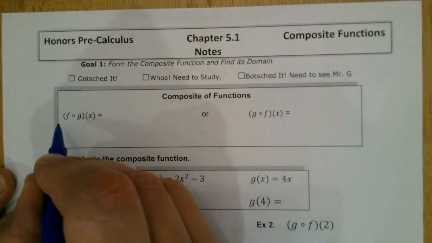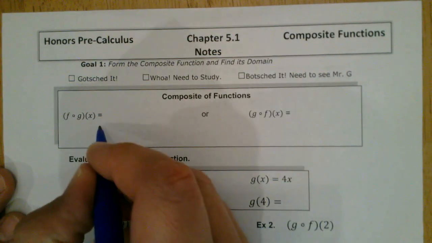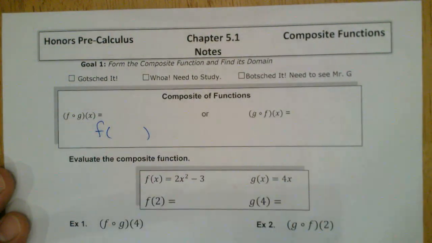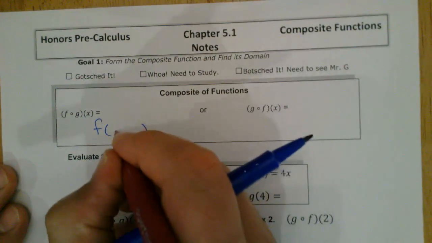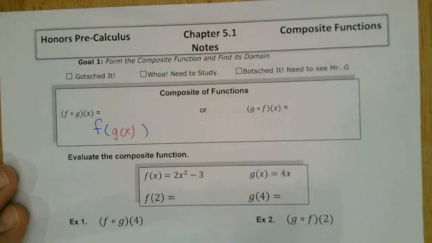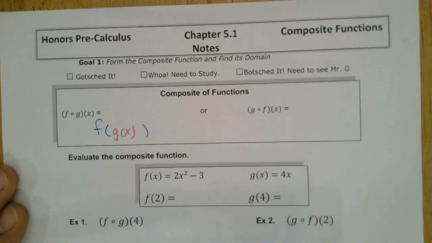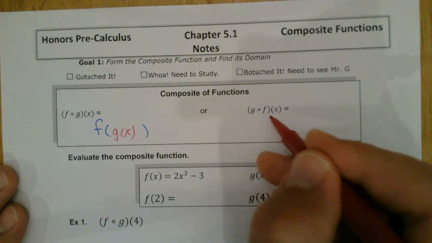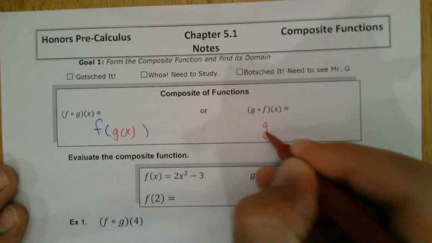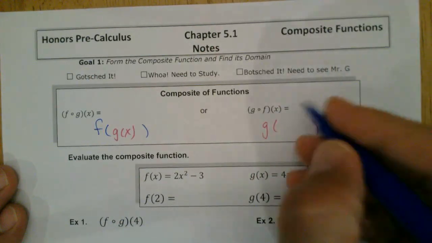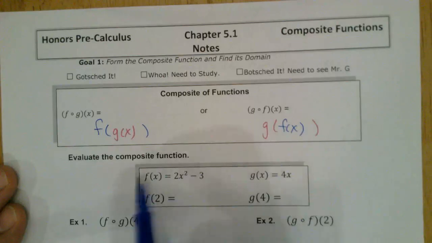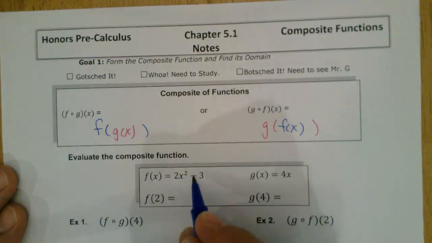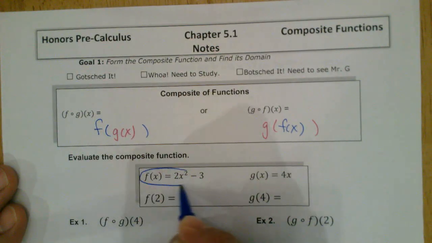This is one way to write it. This reads f of g of x, and this is another way to write it using different colors here. All we're going to do is take g of x and put it into f of x. And this one reads g of f of x. We're just taking the g function, and then inside of it, we're going to put in f of x. All right, so as we take a look, we're going to evaluate these guys, and you guys have evaluated before.